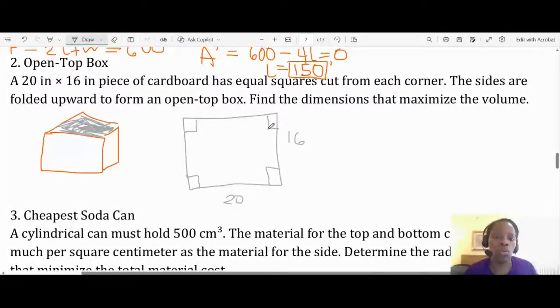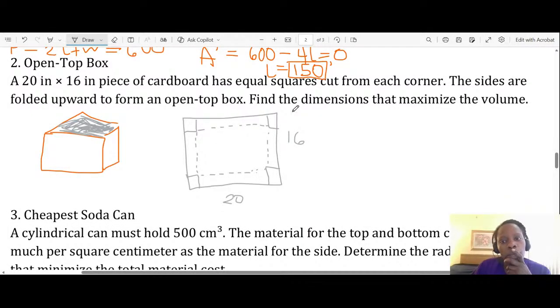So it's going to get folded here, and here, and get folded here, and it's going to get folded here. So you're going to see the fold, right? We want to maximize the volume, like how much is in here, length times width times height, right? That's the volume.